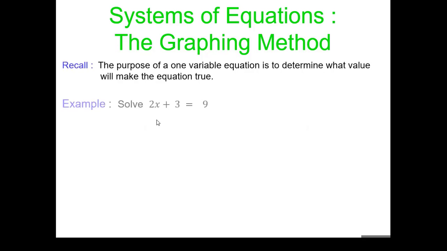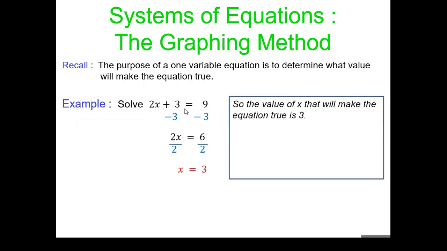Now, let's keep in mind what the purpose of a one variable equation is, like the value of the single variable x that would make this equation true. So obviously in this situation, we would subtract 3 from both sides to get 6 on the right. And now if we have 2x equals 6, we could divide by 2, and we're left with the value of x equals 3. Now supposedly that's the value of x that's going to make the original equation true. But we should always check just to make sure that it works.